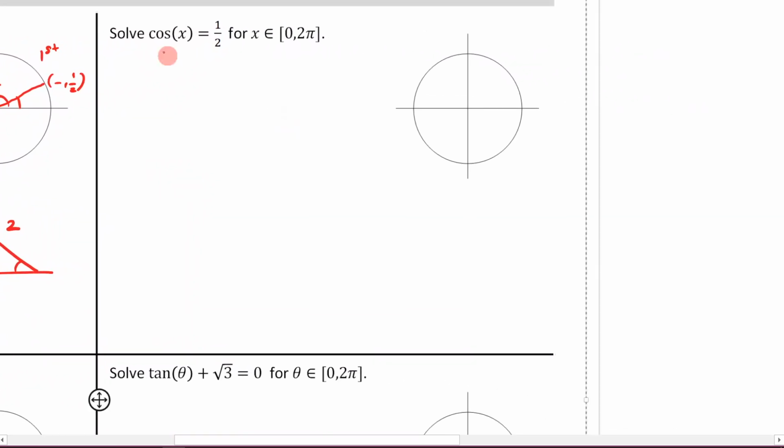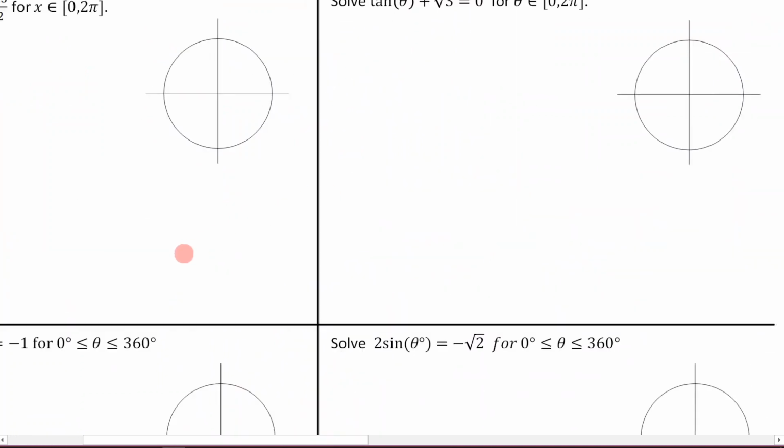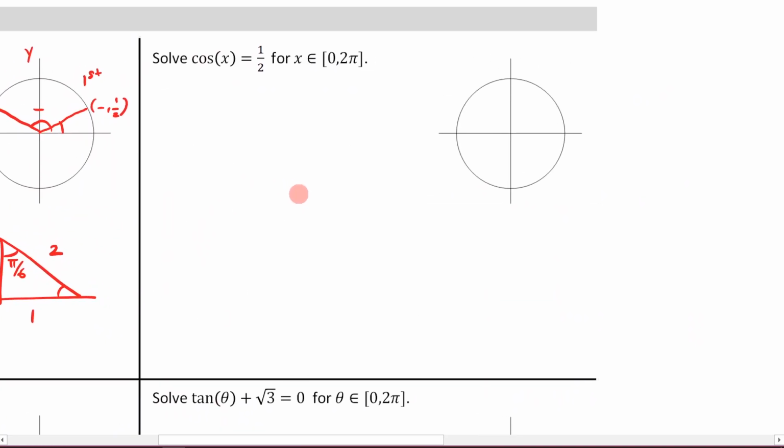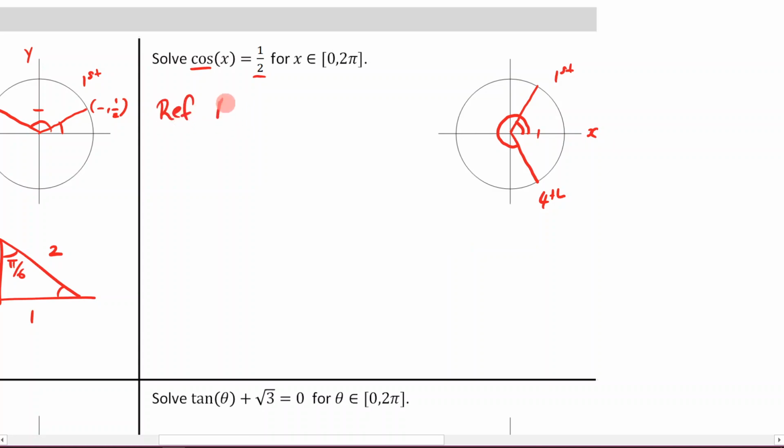The first thing you do is you look. There we go. The first thing that we do is we look here, and we're dealing with cos. That tells me that I'm dealing with my x value. It's equal to a half, so I'm going to be right here. That's a half. So it's going to be this angle. I'm looking for this angle in my first quadrant, and this is my fourth quadrant, which is going to give me this angle right here. So those are the two that we're after. We need to find what my reference angle is going to be.